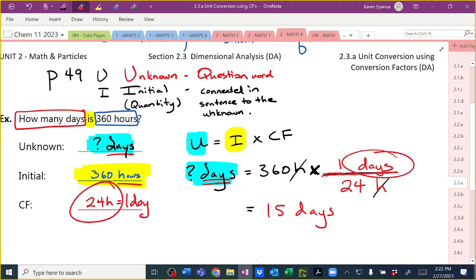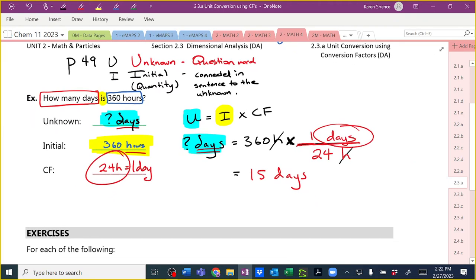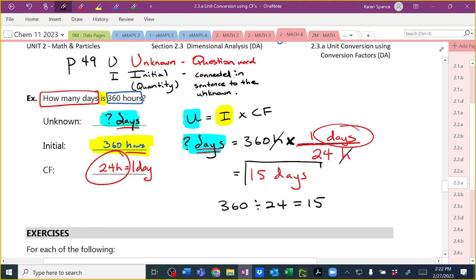I'll tell you what I was seeing a lot of this morning. I was seeing a lot of this. That will get you no credit. Okay, 0, you get nothing for writing that. Because the point is not to actually find out how many days there are in 360 hours, right? That's not useful information to you or me or anyone.